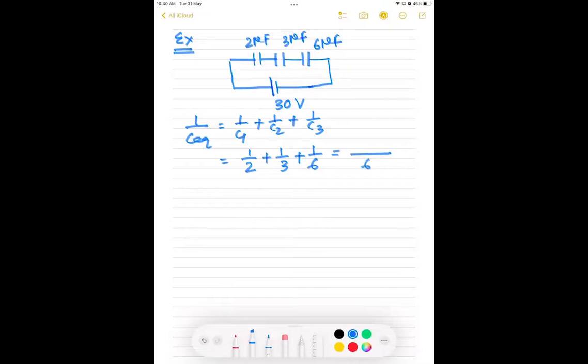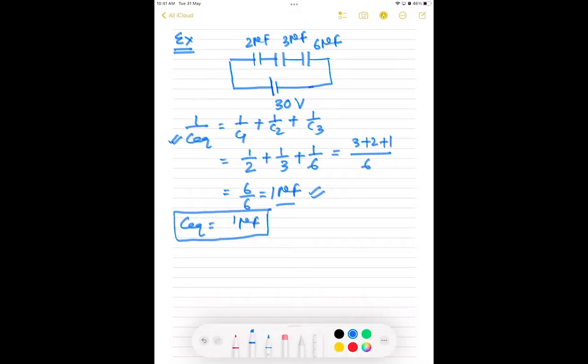LCM is 6. You take 3 plus 2 plus 1, that is 6 by 6, which is 1 microfarad. Students, remember here it is coming 1 microfarad, and that you have taken as 1 by C equivalent. So C equivalent is 1 by 1 microfarad. But many students take that value as the equivalent. Once again, remember you have to reciprocate. Getting my point or not?